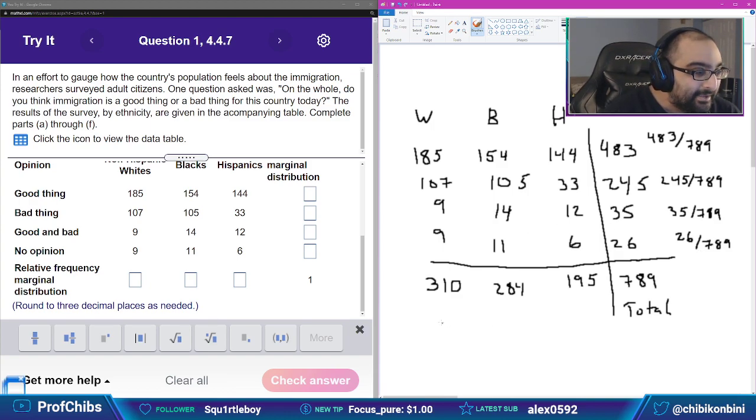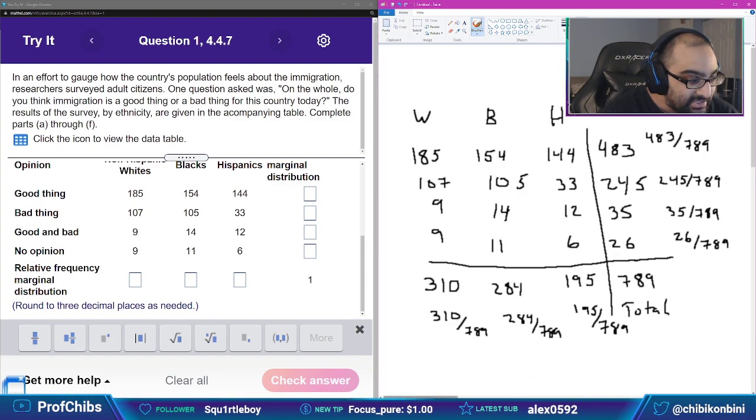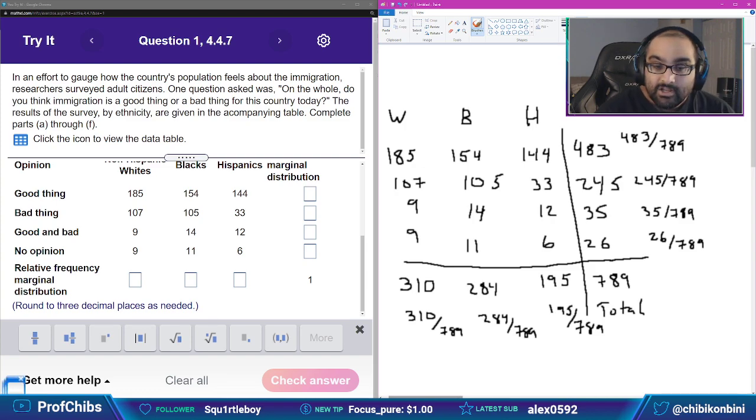Alright, so for the columns here, we're going to do the same thing. We're going to take the totals here. We'll take it out of the overall total of 789. We'll take the 284 out of the 789. We'll take the 195, and we'll take it out of the 789. Alright, so let's find the decimal equivalents here. Again, just use your calculator for this. As it says here, we're going to round to 3 decimal places. So let's do this.